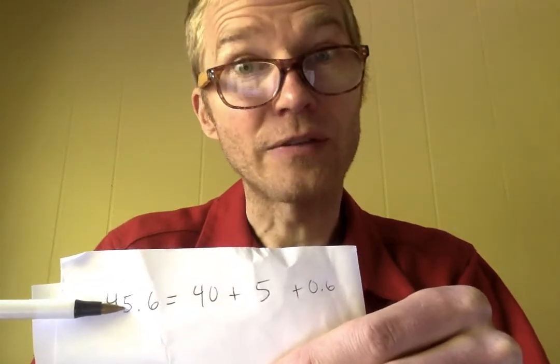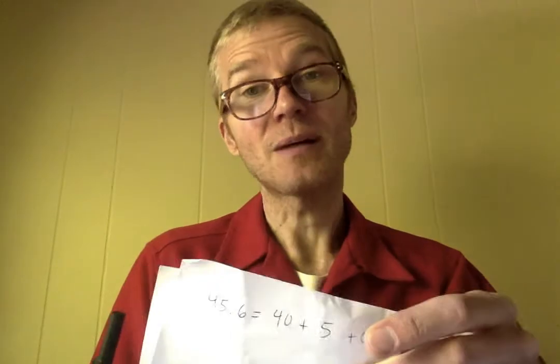Like, okay, well, now the 4 actually means, it says 4, but it actually means 40. The 5 means 5, it's 5 1s. The 0.6 means 6 tenths. 0.6, 6 tenths. 40 plus 5 plus 0.6. Can you see some problems like that?